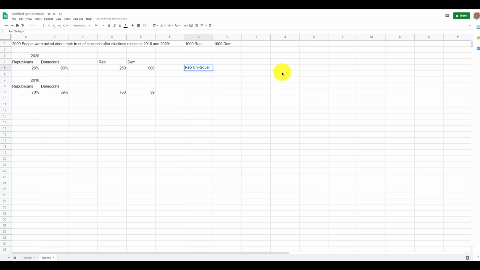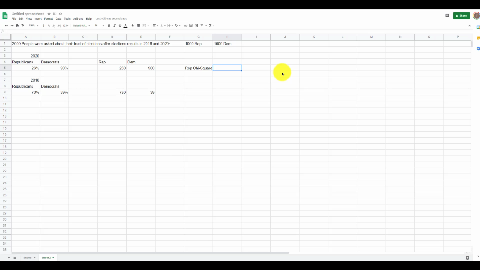We'll do the Republican chi-square test first. Remember, in this case, my hypothesis says that there is a difference between the 2020 results of the survey versus the 2016 results of the survey. So the null hypothesis is that there is no difference. So what's the expected value for the 2020 data? If there's no difference between the 2020 data and the 2016 data, the expected value, or the null hypothesis value, should be the 2016 data.